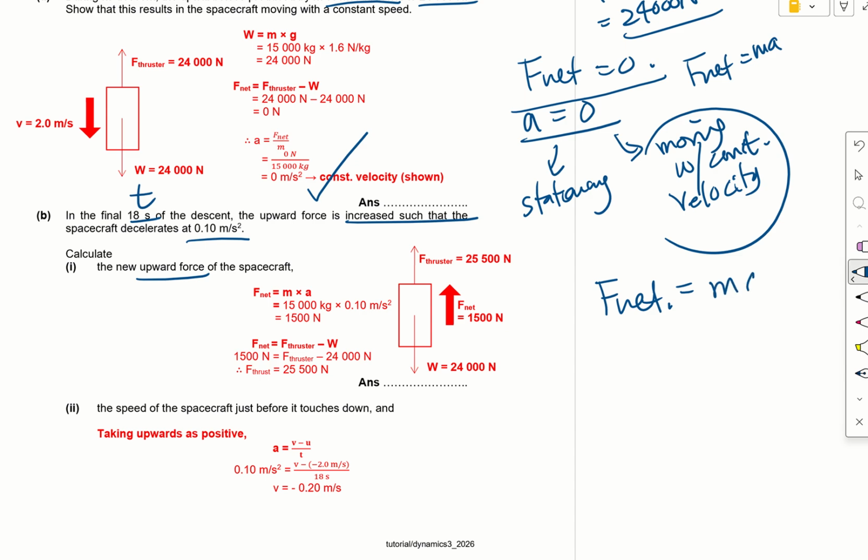F net equals ma. They give us the a of 0.1. The mass is still 15000 times 0.1. So the F net is 1500 Newton. And they tell us that the upward force is increased.